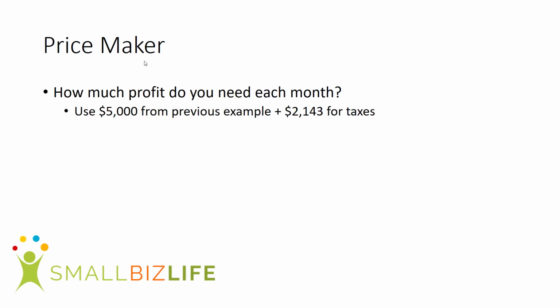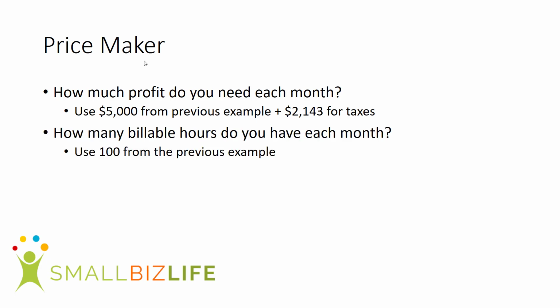Okay, now if you're a price maker, this calculation looks a little bit different. So if you're a price maker, you need to think first again about how much profit you need each month. And we're going to use the same numbers from the previous example. So we're going to use that 71.43, and that's broken down into 5,000 for profit and 21.43 for taxes.